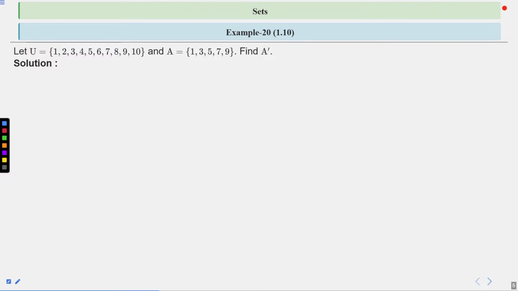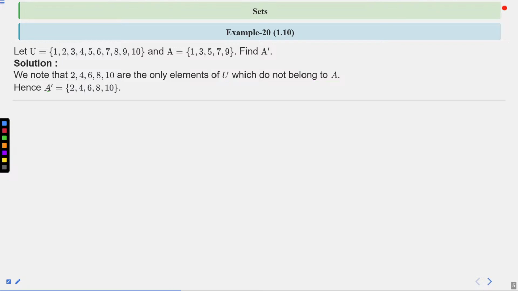So solution. Yes, indeed. We note that 2, 4, 6, 8, 10 are the only elements of U which do not belong to set A. So A complement will be the set with these elements 2, 4, 6, 8, 10. Clear? I hope the solution is clear to you.